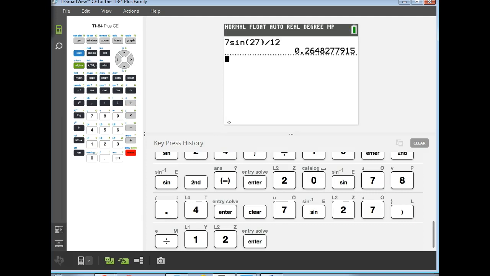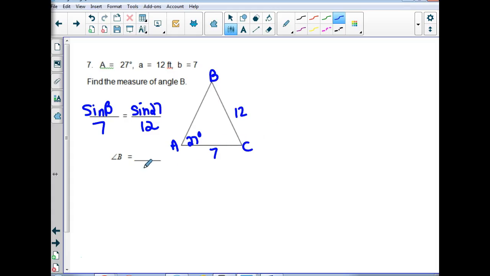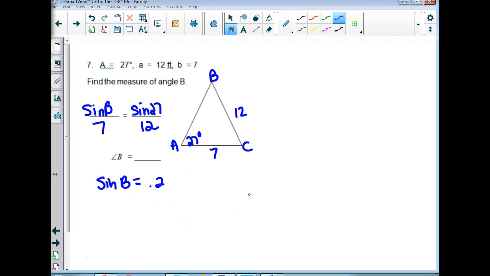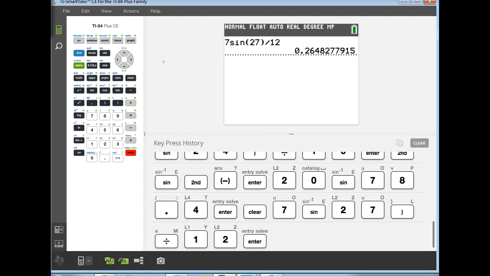And the reason we get a decimal is because this is equivalent to the sine of B. So what we are finding, the sine of B, is what we just got that decimal for, which was 0.2 and a whole bunch of numbers. So what we need to do is unsign it. So we need to do second sine. Let's just keep this decimal on our calculator. Hit second sine, and then put this in by hitting second, the negative key, which means you're popping in the answer you just got. And then hit enter.